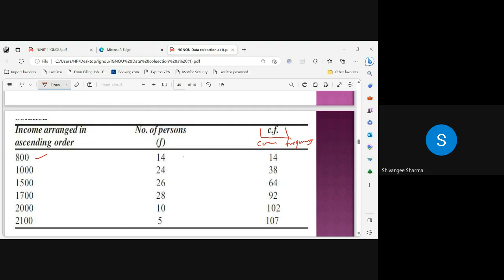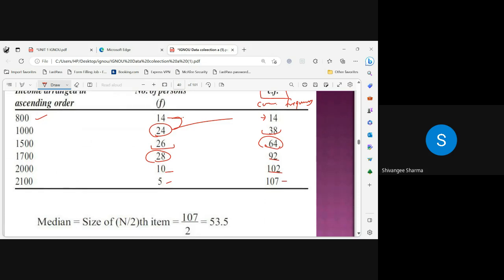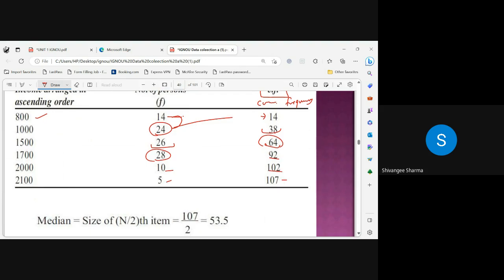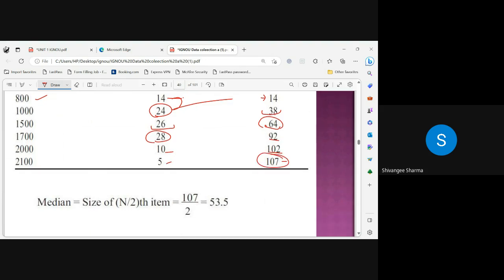So what we see here, we have 14, we write it 14 like this only. We have here 24, and we will add the previous frequency. 24 plus 14 is equal to 38. Then 26 plus 38 is equal to 64. Then 28 plus 64 is equal to 92. And then 10 and 92 will be 102, and 102 plus 5 will be 107. So you add on the previous frequency in your result, then you will get this cumulative frequency. Now, the last cumulative frequency is 107.